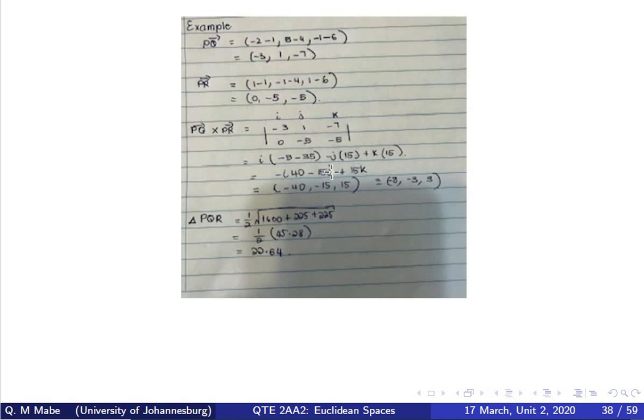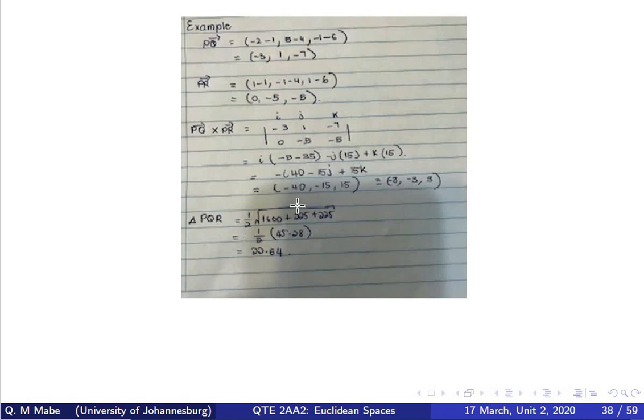J will change in sign. It's not plus J but minus J. We block out J to get the second component. That will be 15 minus 0. So we have minus 15J. Plus, we block out the third component, which is 15 minus 0. So we end up with negative 40I minus 15J plus 15K, which corresponds to negative 40, negative 15, and 15.